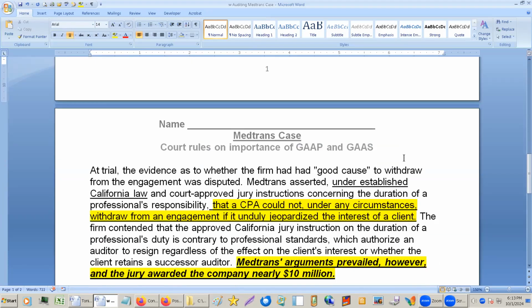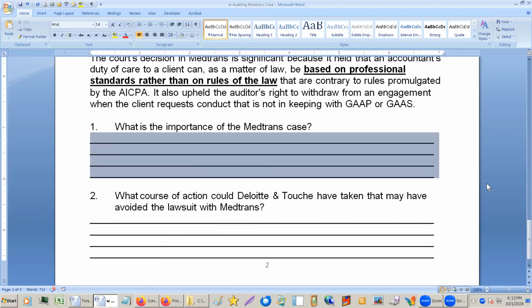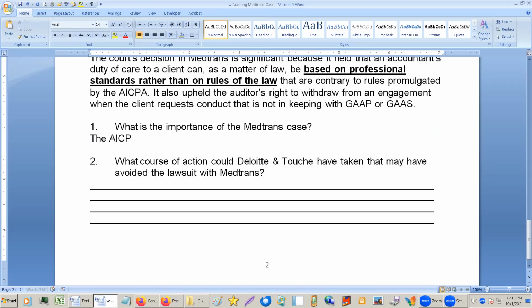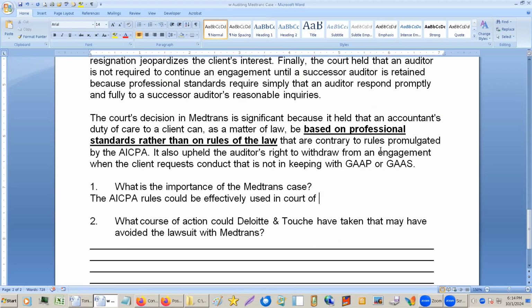Okay, so now coming down here, what is the importance of the Medtrans case? The importance of the Medtrans case is that professional organization rules could be effectively used in court, if they had good cause.